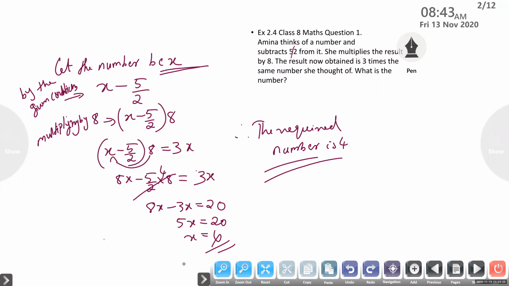Yes, ma'am. The same type of problems we are doing throughout this lesson. Only one thing we are doing: solution of linear equations. In all the questions, some conditions will be given. Read the question thoroughly and construct the linear equation. Form the linear equation, then solve it. So next question.